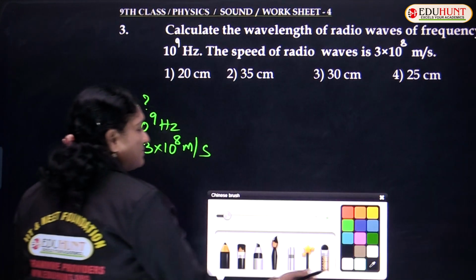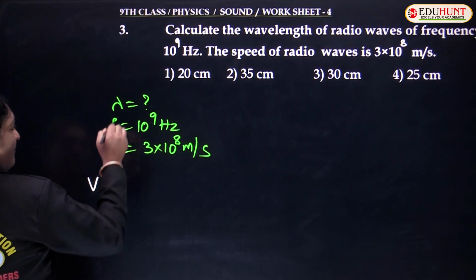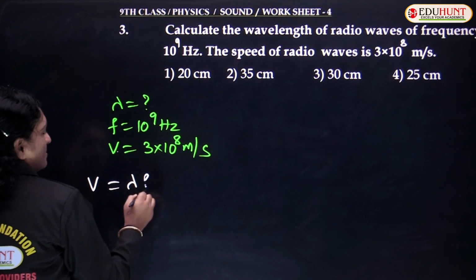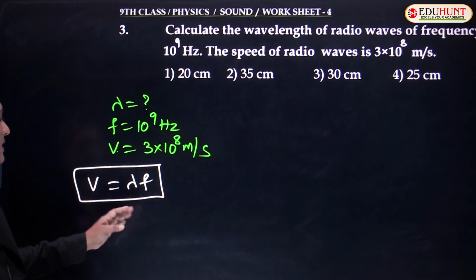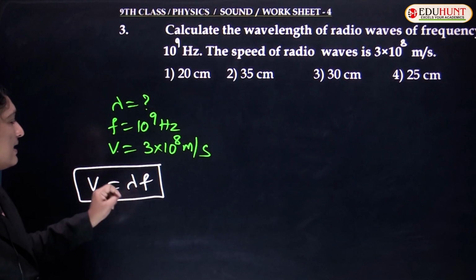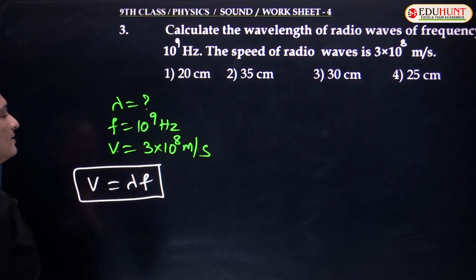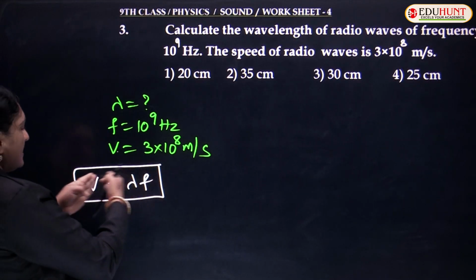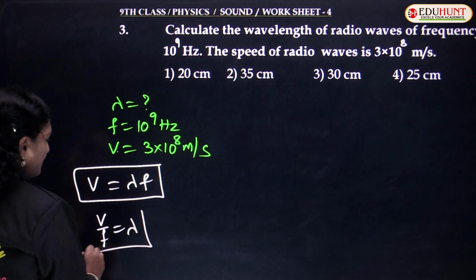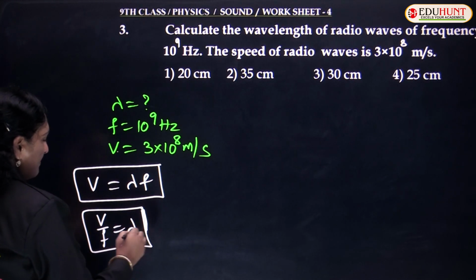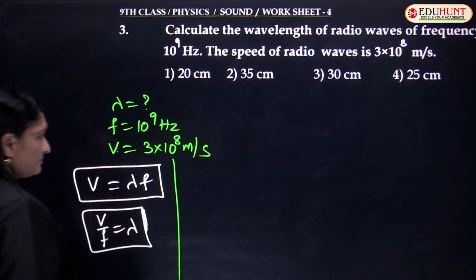So, meanwhile, let us substitute the values. Formula, what is the formula? The relation between V, F and lambda is V is equals to lambda F. But you are asked to find out lambda. So, keeping it aside and bringing all other terms to the other side, bringing this F to here, it will become V by F is equals to lambda. So, in order to find out the value of lambda, you have to replace with V upon F.